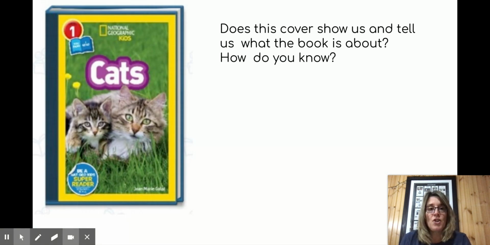Does this cover show us and tell us what the book is about? You're right, it does. Talk for a minute about how do you know that? How do you know what this book is about? So if you said the title, because the title told us and it said cats, and if you looked at this very good photograph about cats, now you know why.